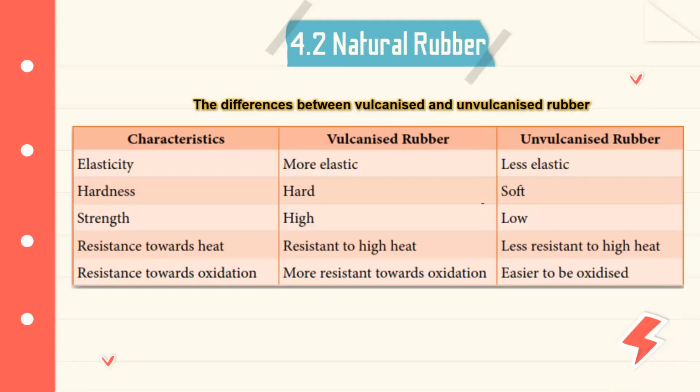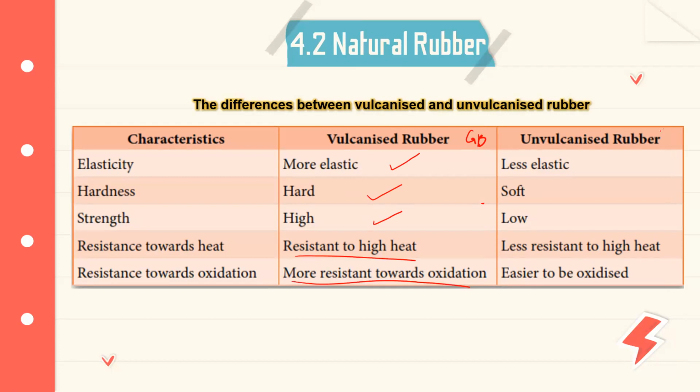Okay, now good boy, bad boy. Vulcanized rubber, as I said, is a good boy. It's more elastic. It's hard. High tensile strength. I can put a lot of strength on it and it's okay. Resistant towards high heat, and it's more resistant towards oxidation.